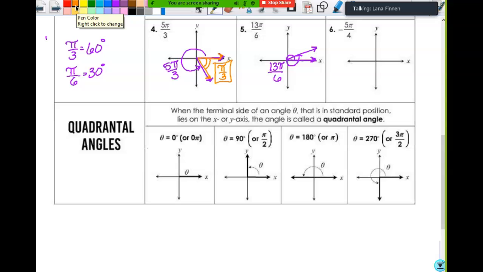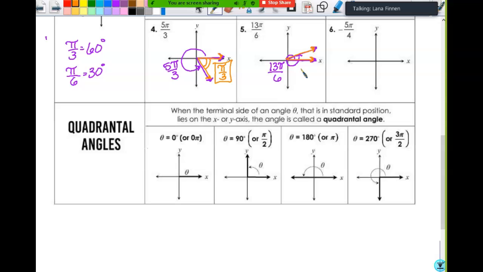So then I have, what would my reference angle be? How'd I get there? What are you doing? Oh my gosh. Well, I want to wear it.